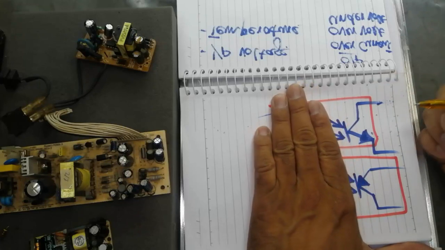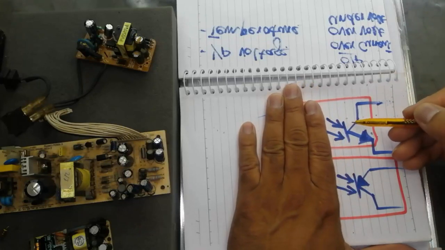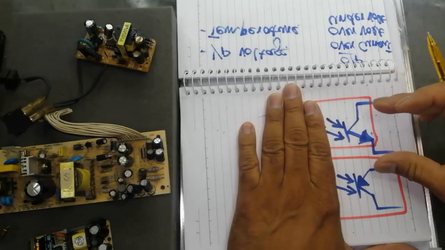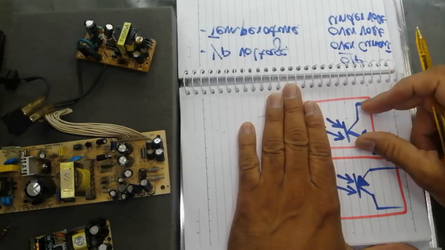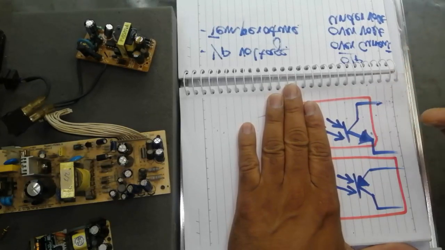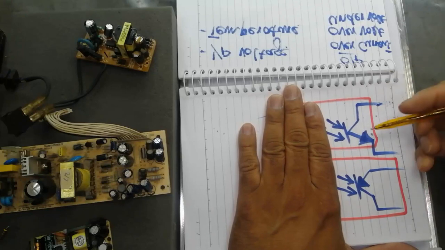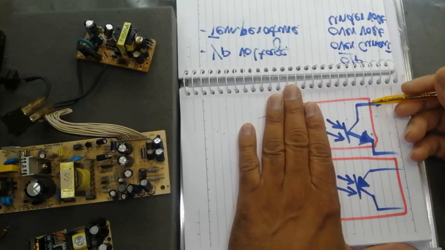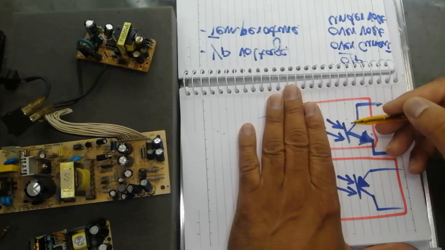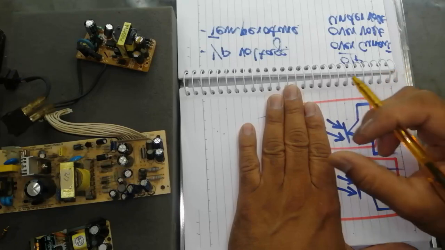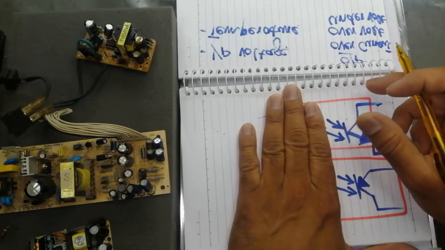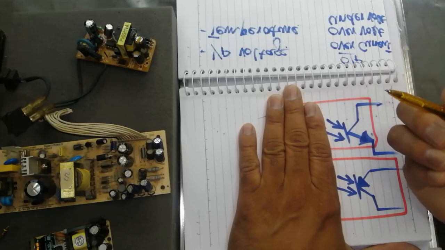But in an optocoupler, there is a special transistor that is called a phototransistor. A phototransistor has an emitter, a collector, and then there is no base. At the base there is a window, an optical window. This optical window will sense light.